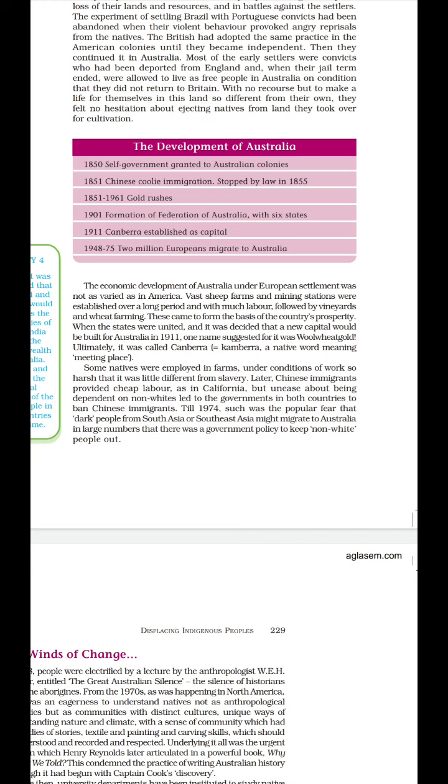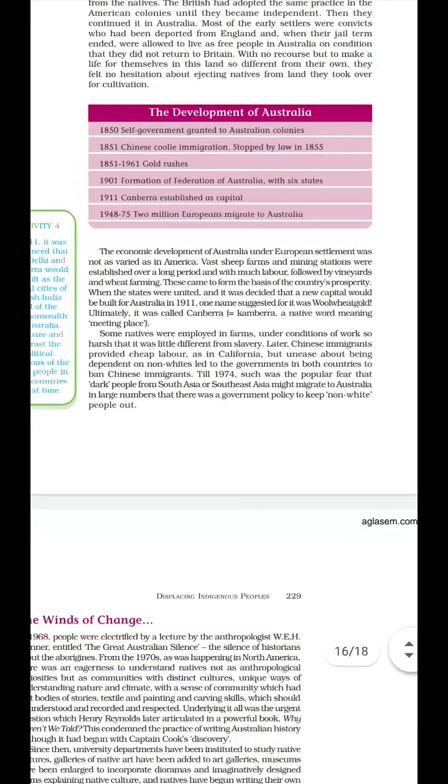Clear? So some natives were engaged in farms under some conditions, and the conditions were also very harsh. Later Chinese immigrants came, and they began to provide cheap labor, but the Chinese immigrants were removed with the fear that dark people from South Asia or Southeast Asia might migrate to Australia in large numbers, so there was a government policy to keep non-white people out. Clear? With this fear, the Chinese immigrants were removed from there. Understood?